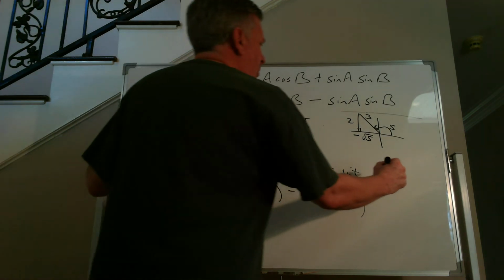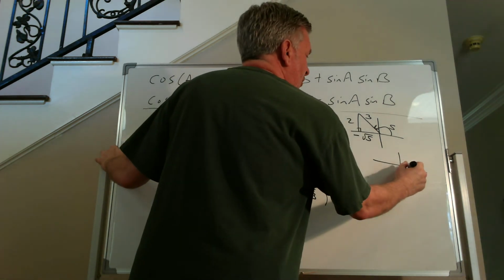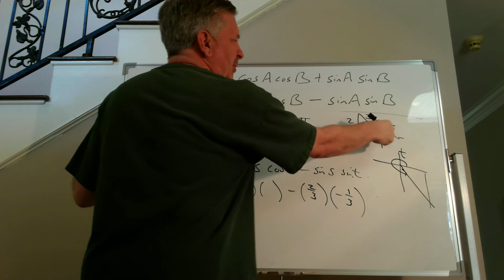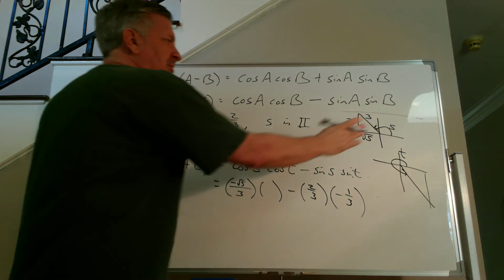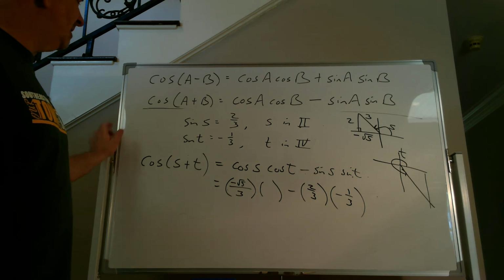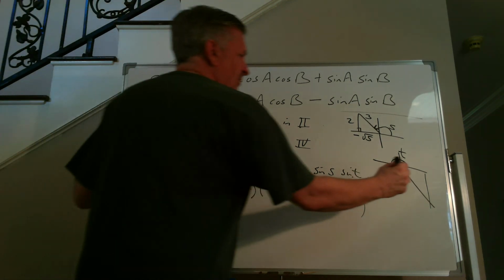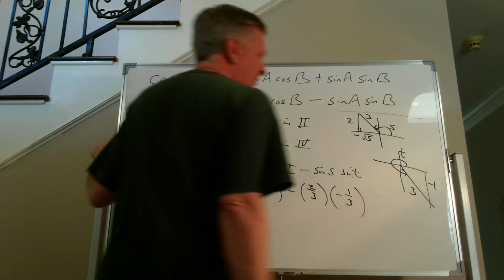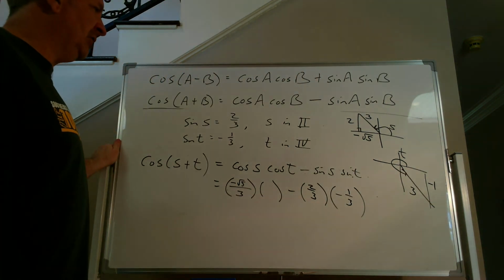T is in the fourth quadrant. Again, I don't know the rotation. I'm just going to put something in. So there's T. Please label. There's S and there's T. Don't just draw a picture. Label your angle, please. Sine of T is negative 1/3, so that's opposite. And hypotenuse, clearly the negative is going to go there because r is positive.